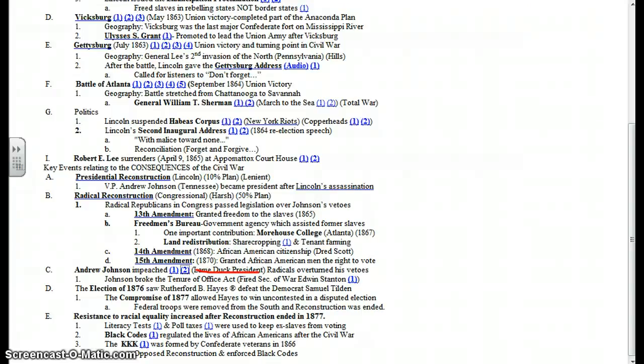This concludes Unit 6, Section 3, Consequences of the Civil War, Andrew Johnson's Impeachment.